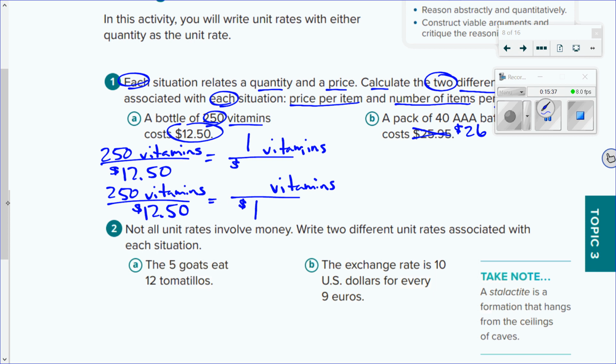So what changes? The only thing that changes is what I'm dividing by. How do I go from 250 to 1? Divide by 250. So what am I going to do to the $12.50? Divide it by 250. How do I go from $12.50 to 1? Divide by 12.50. So what am I going to do to the 250 on the top on this one? Divide by 12.50. So we'll leave the actual math for you to work out on that.